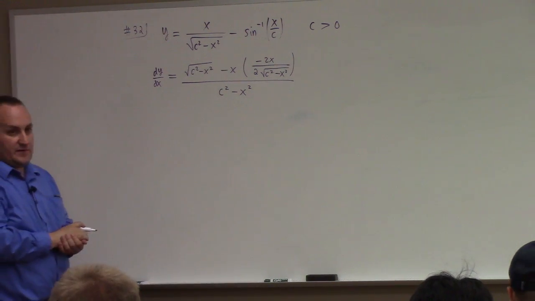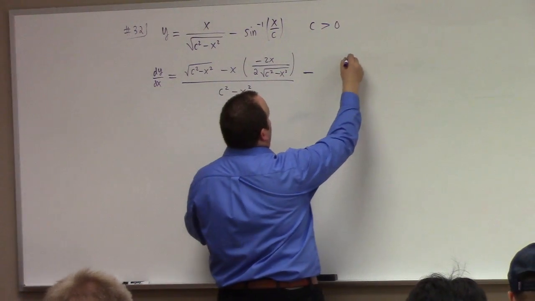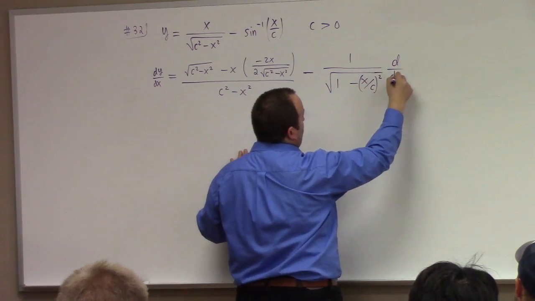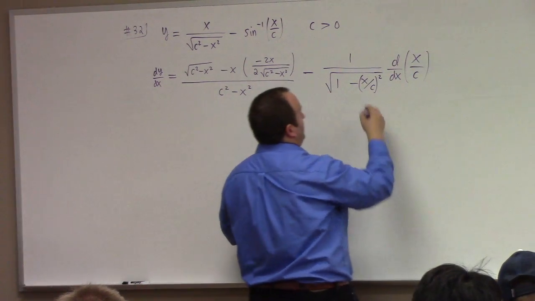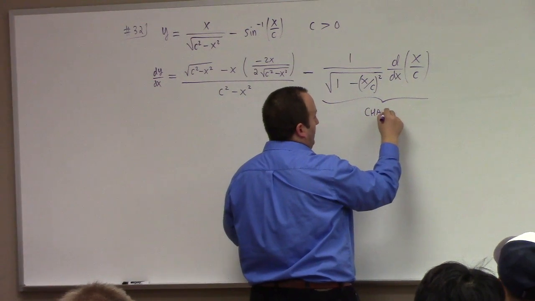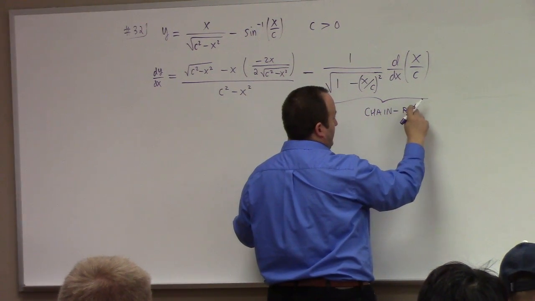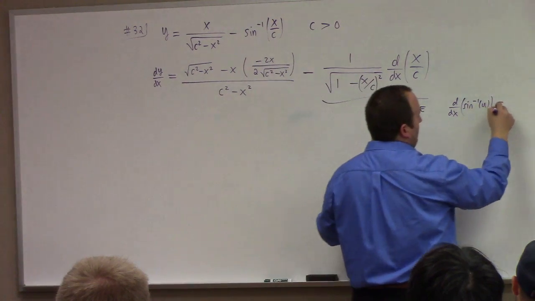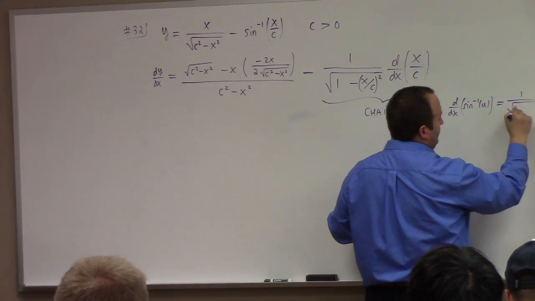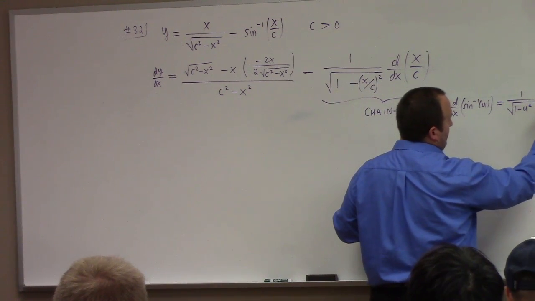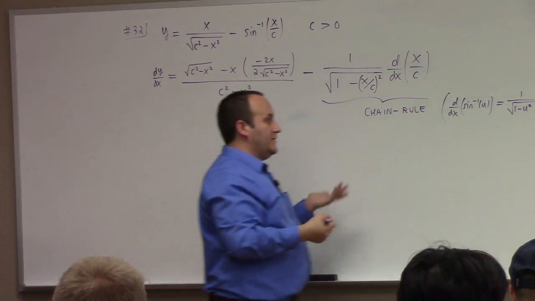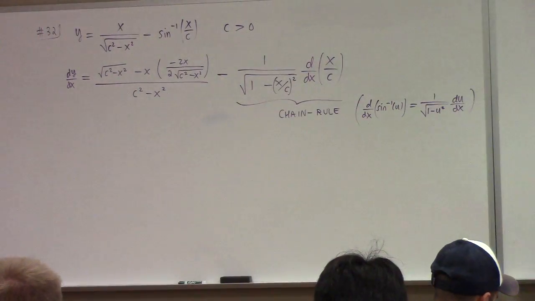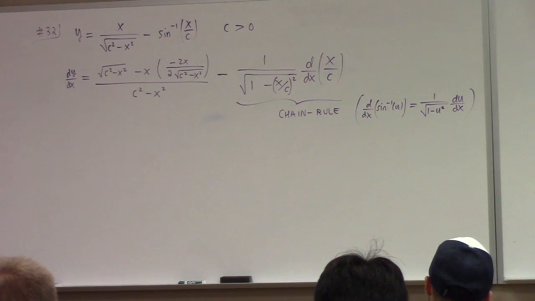All I've done, of course, is differentiate the first term, right? Second term, I do minus 1 over the square root of 1 minus x over c quantity squared, times the derivative with respect to x of x over c. Now, why did I do that? This is the chain rule, because the derivative with respect to x of inverse sine of u is 1 over the square root of 1 minus u squared, times du/dx. How do I know the derivative of inverse sine is 1 over the square root of 1 minus u squared? Well, we worked that out yesterday, right? Or you should know it from your previous course and your more gifted and attractive instructor.